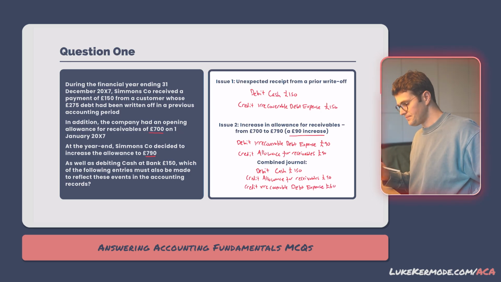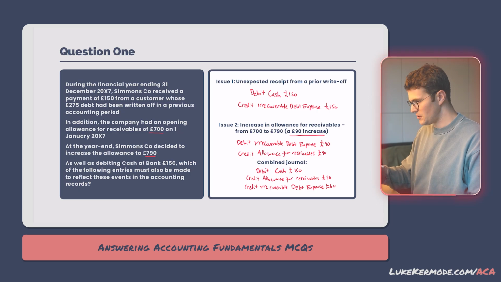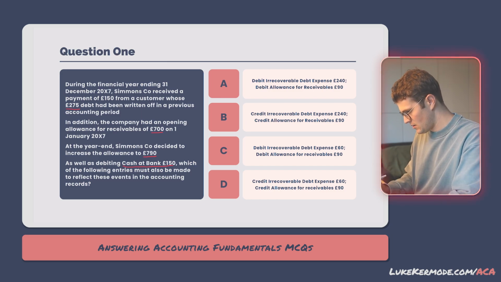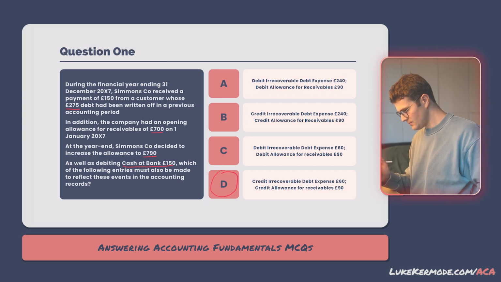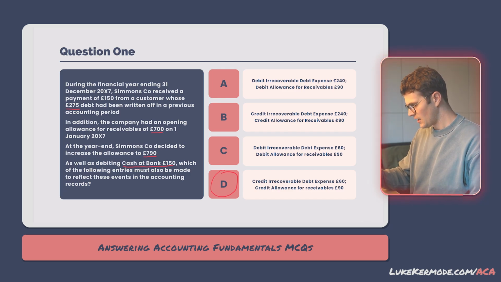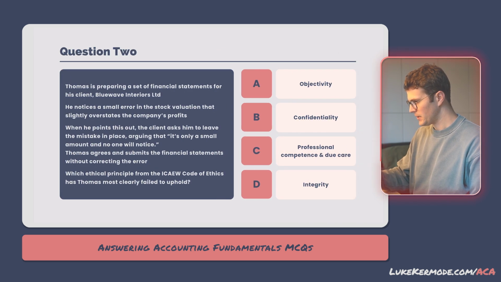of £60. So that's the journal we need to post to reflect these two issues, which means that the correct answer here must be option D. So we post, in addition to the debit cash, we post credit irrecoverable debt expense of £60 and credit allowance for receivables of £90. So that's question 1 complete.